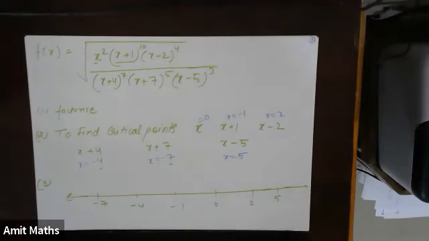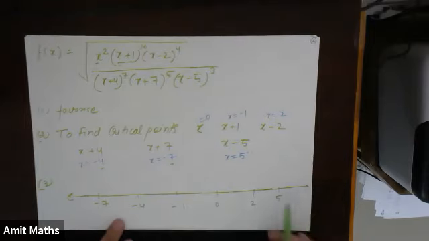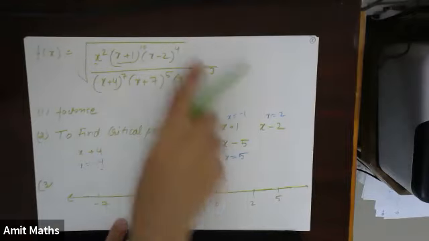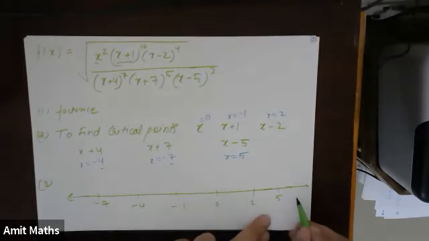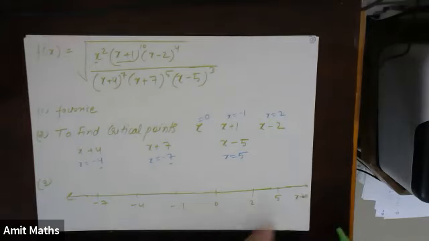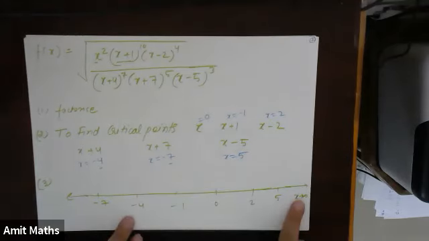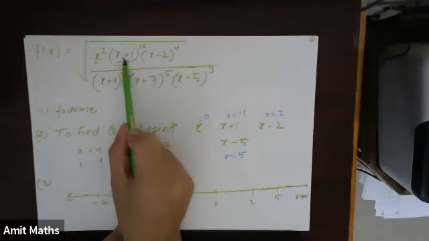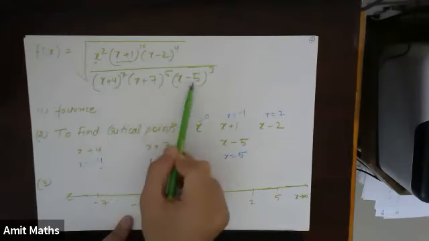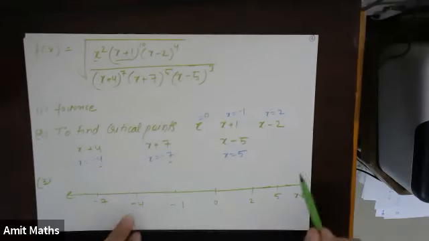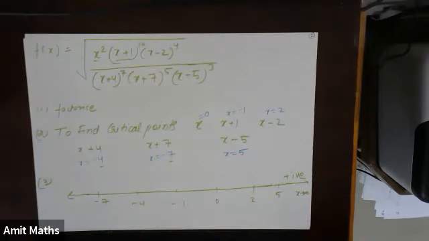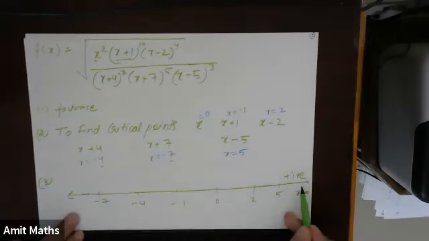Now the next part was, I will take one extreme and I will find the sign of the overall function. One of the extremes is x tending to infinity. When x is tending to infinity, every factor is positive, so the overall sign will be positive. After 5, the overall sign will be positive.